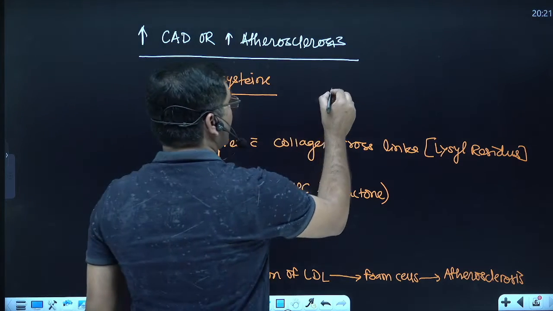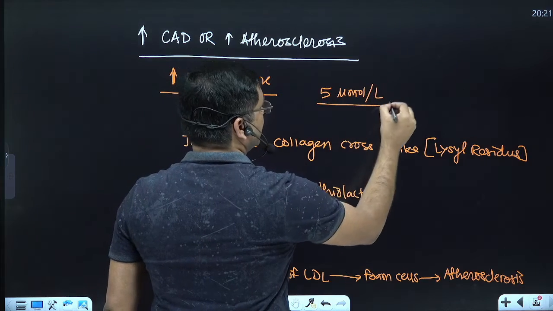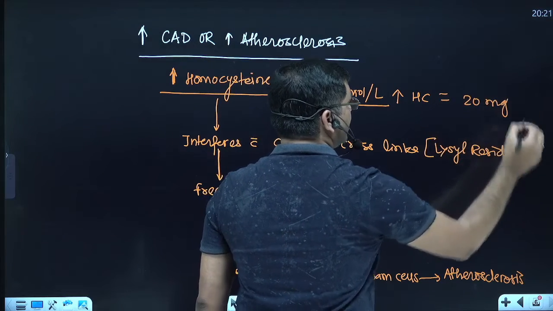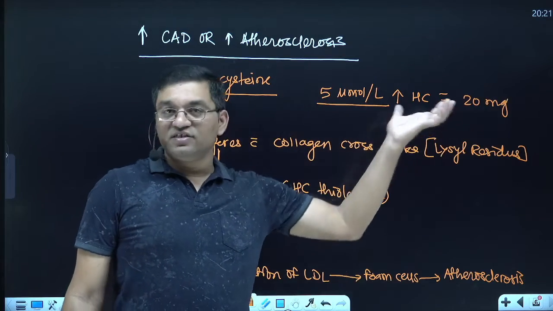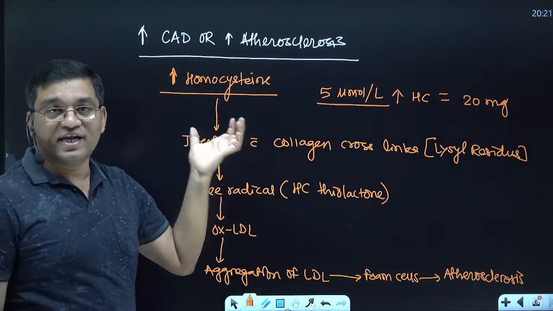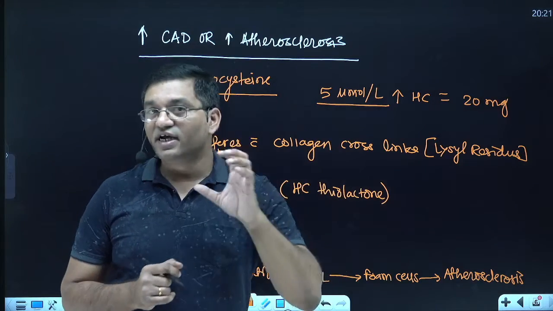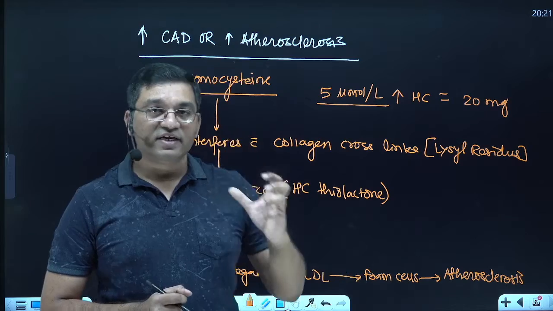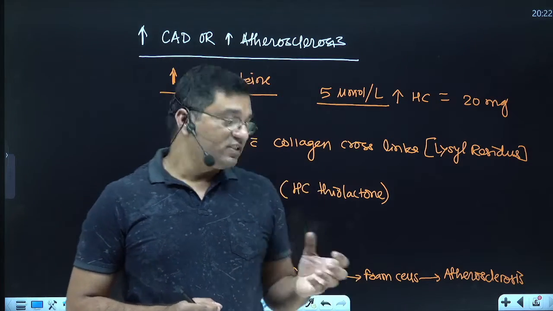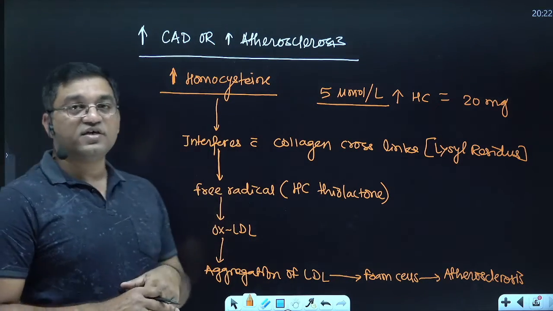A 5 micromole per liter increase in the homocysteine level can be compared with an increase in the cholesterol level by 20 mg%. It increases the risk of coronary artery disease and atherosclerosis, because it interferes with the lysyl residue of collagen crosslinks, resulting in the formation of free radicals. These free radicals thiolate the LDL particles. The oxidized LDL tends to aggregate, and it is taken up by the macrophages, resulting in the formation of foam cells and atherosclerosis. That's why increased homocysteine level is related with atherosclerosis.